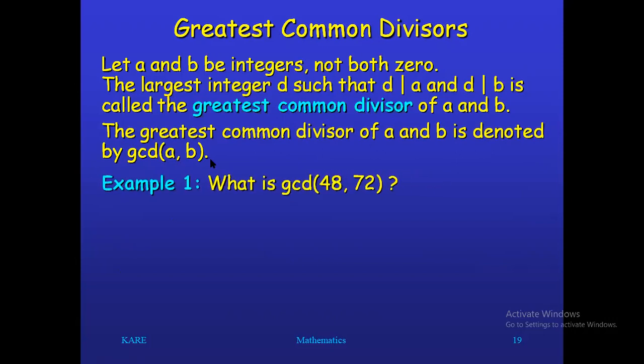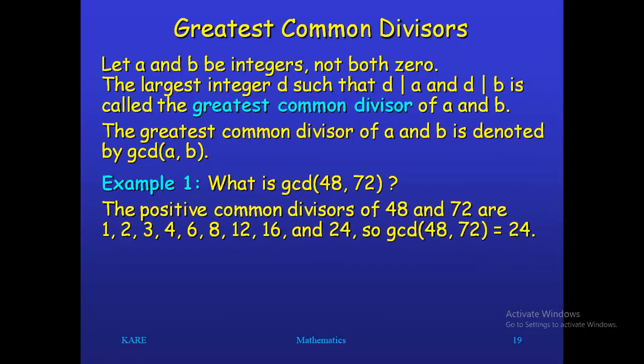Example: what is the GCD of 48 comma 72? Here 48 and 72 are nothing but A and B. Now I want to find the greatest common divisor that divides the number 48 as well as the number 72. First we frame the common divisors of 48 and 72. What are the numbers which divide both 48 and 72?